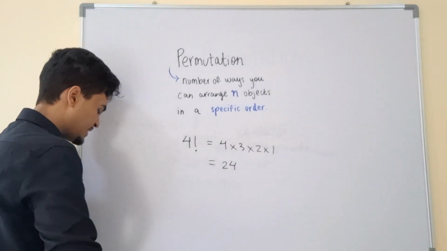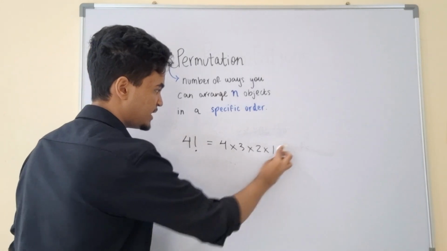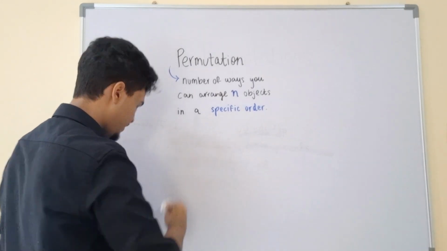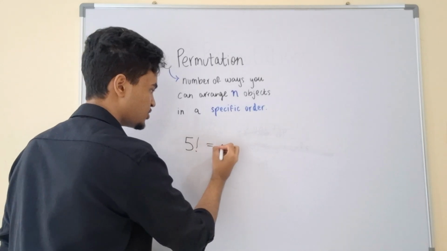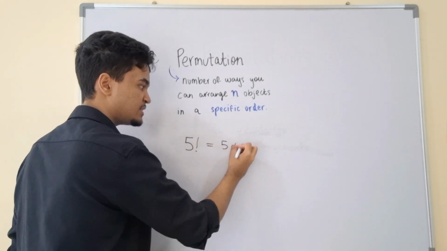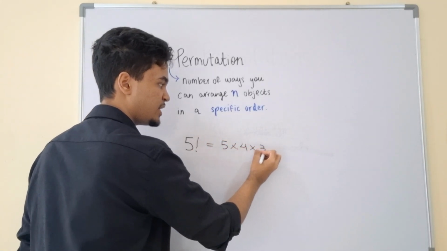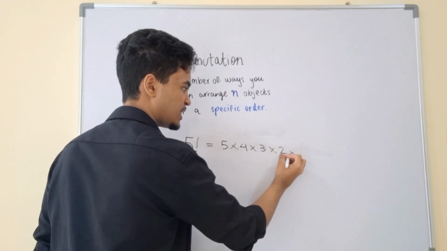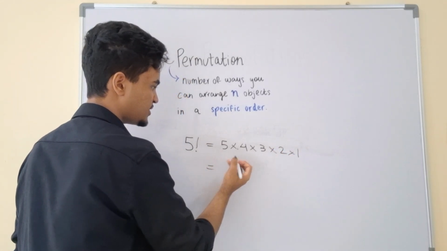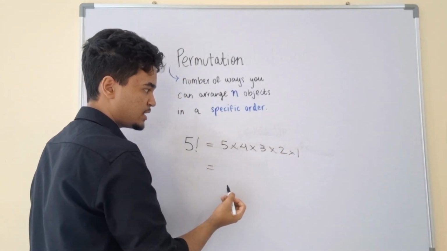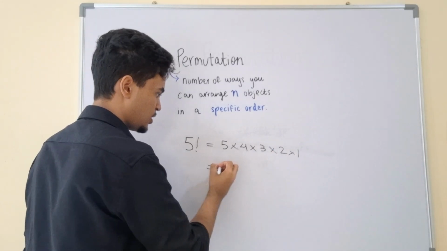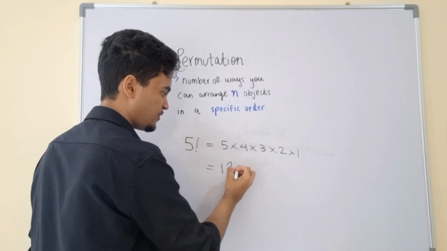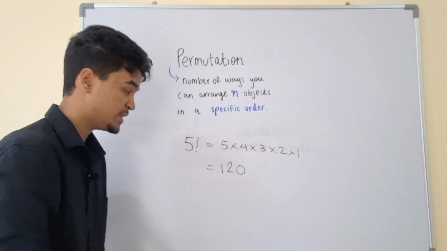Just like that, let's use the example of 5 factorial. If we do 5 factorial, it's going to look like 5 times 4 times 3 times 2 times 1. The answer is: 5 4s are 20, 20 times 3 is 60, 60 times 2 is 120. So 5 factorial is 120.